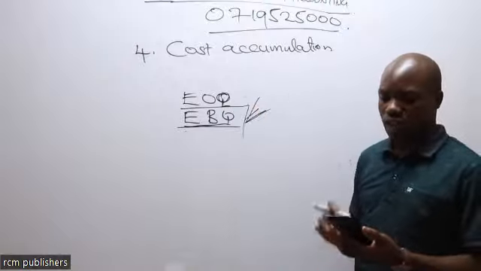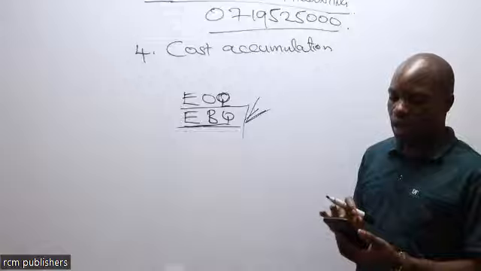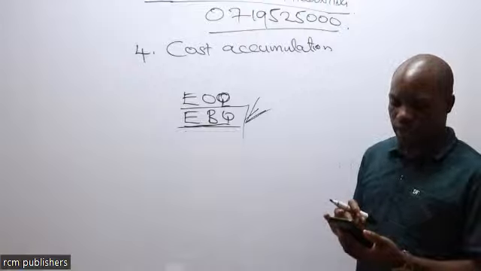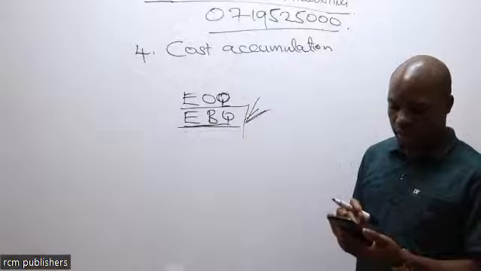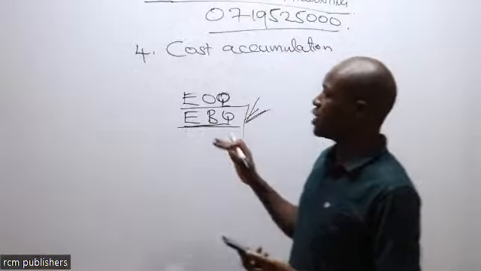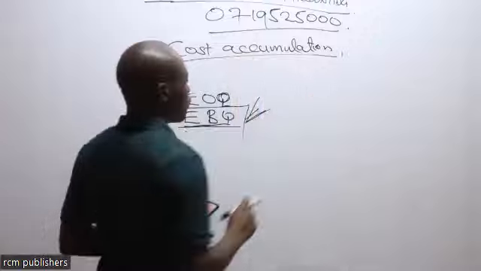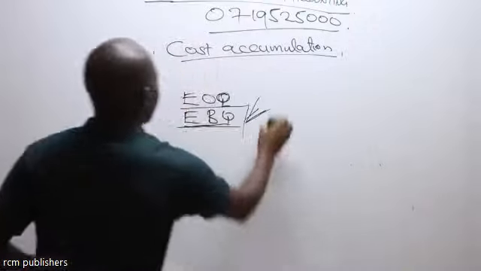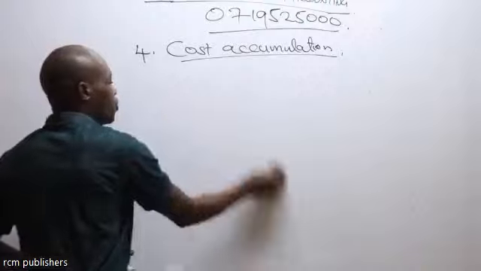They need to apply the concept of economic order quantity. So let's look at the same thing, that is the cost outline. So that is what we are going to cover here. For the cost accumulation, what do we need to cover here?